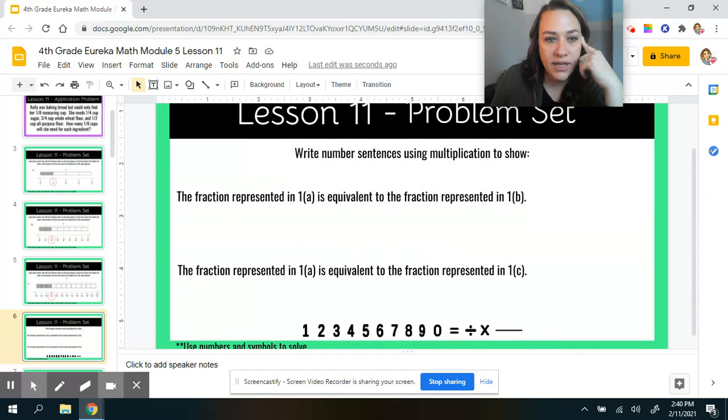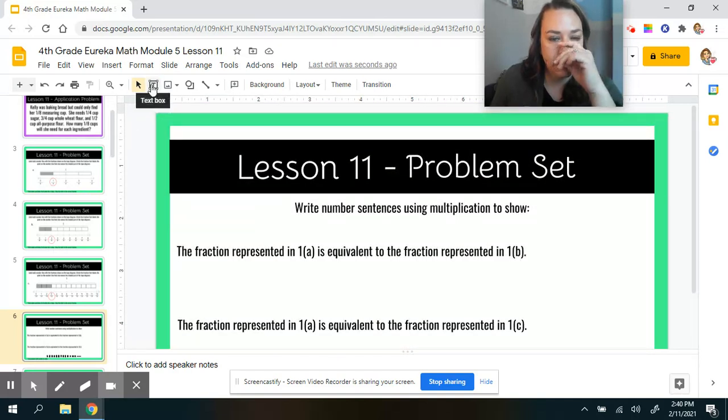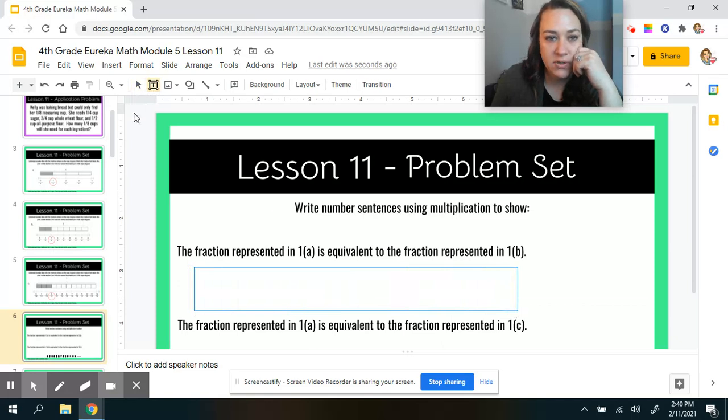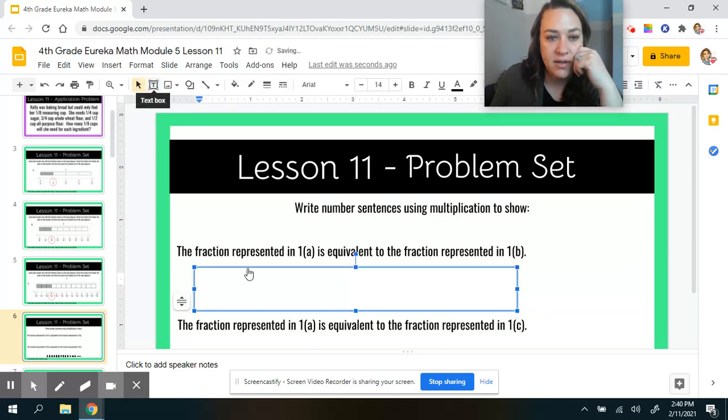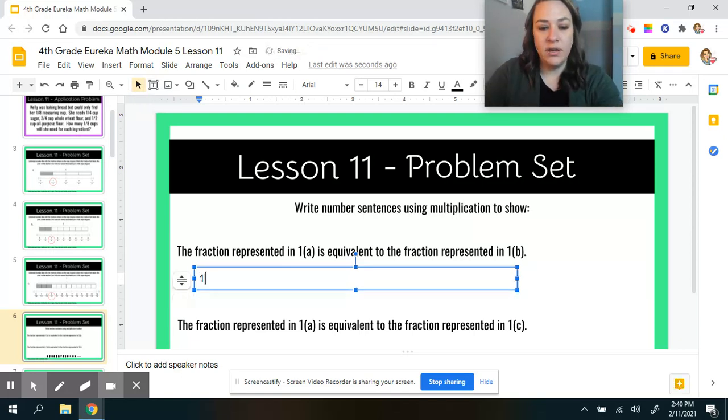And I'm going to enter a text box to allow us to type. So I just click that little T and then put it where I want to type. So we can say 1/4 is equal to 2/8. How can we show that that is true?